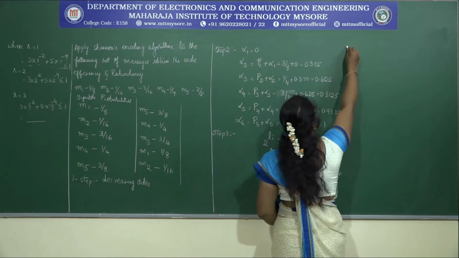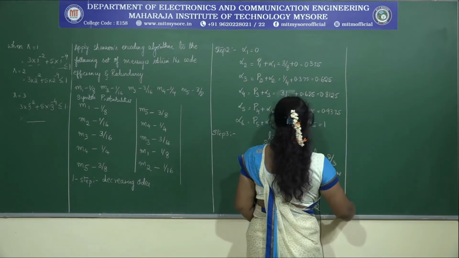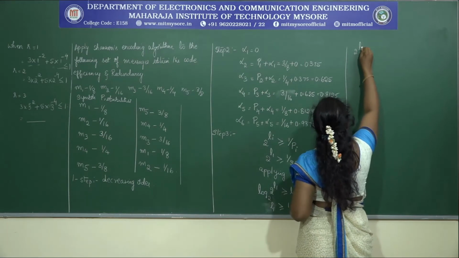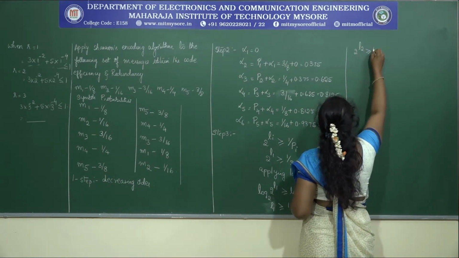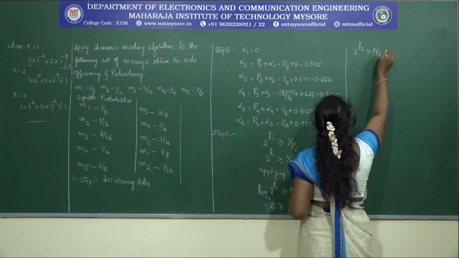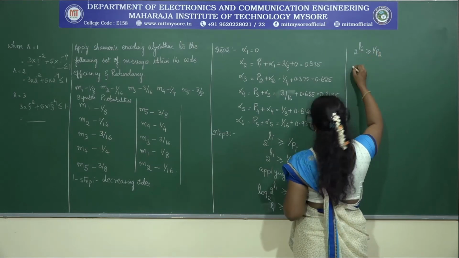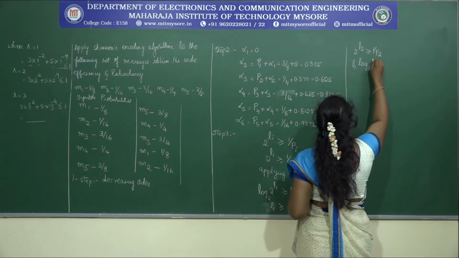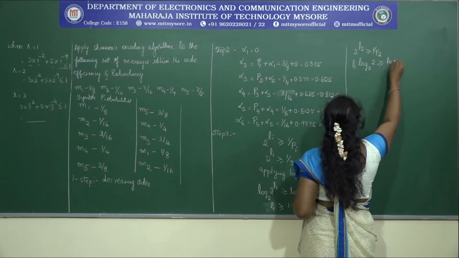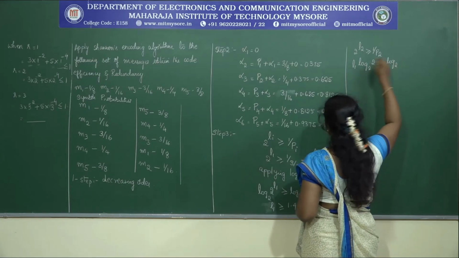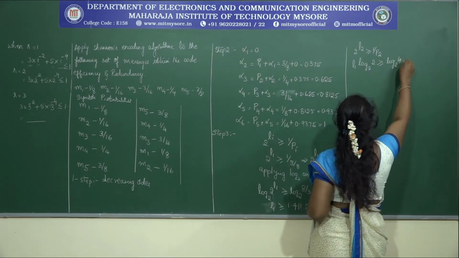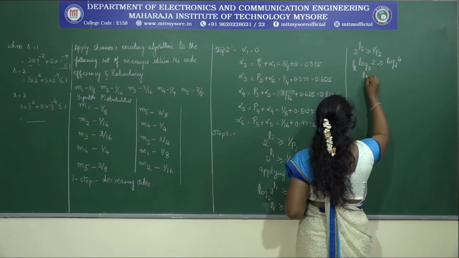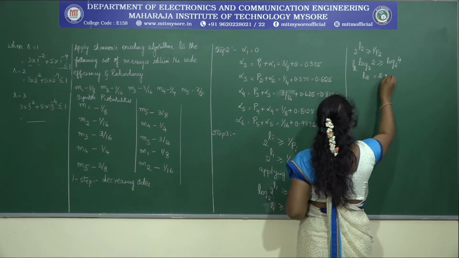Similarly, now we need to find the value for the second one, that is 2 to the power of L2 greater than or equal to 1 by P2. Similarly, you are going to apply log base 2 of 1 by P2, which is 4. If we simplify this, you will get your L2 value, where L2 will be equal to 2.